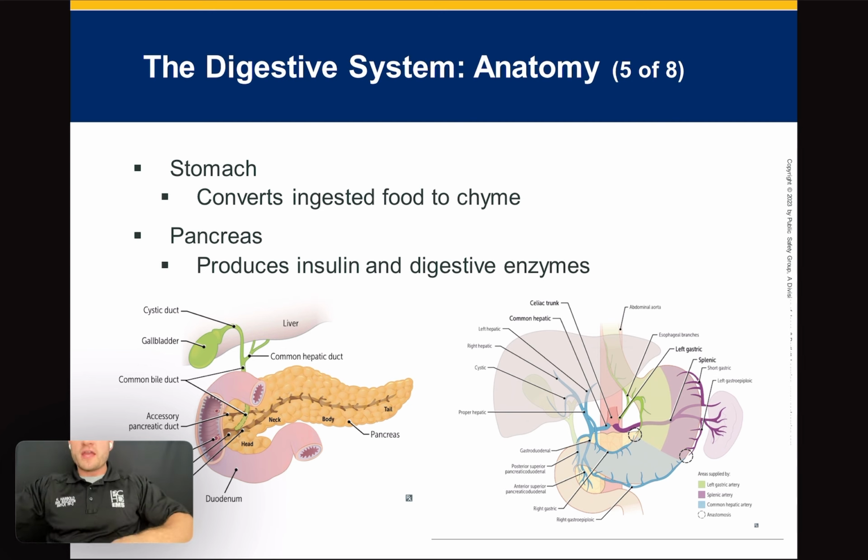Let me drop my camera. It's felt right here, okay? Yes, the stomach does sit a little bit mostly on the left side, but if someone has stomach pain, almost always you will feel it right here, okay? You've probably experienced that. So moving forward.